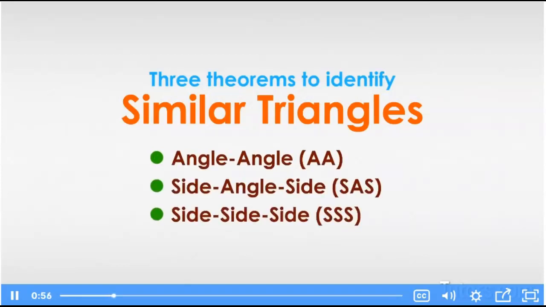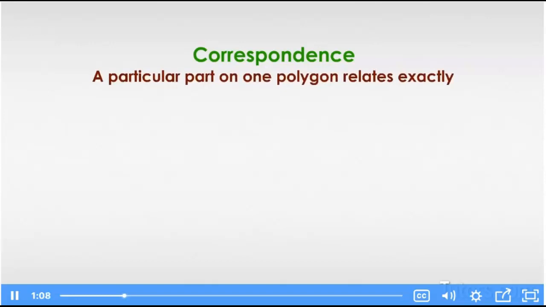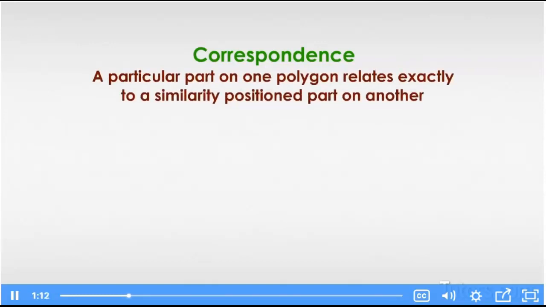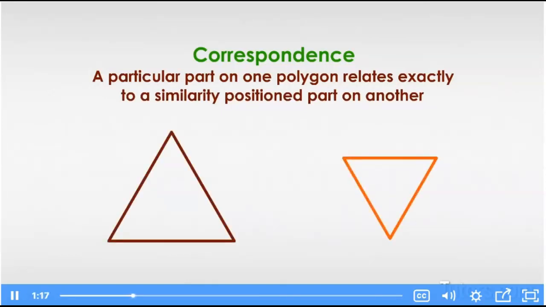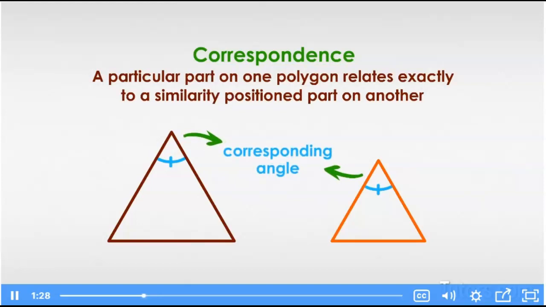and side-side-side. First, you must know that the three theorems for similarity in triangles depend upon corresponding angles. In geometry, correspondence means that a particular part on one polygon relates exactly to a similarly positioned part on another. If two triangles are oriented differently from each other, but you can rotate them to orient them in the same way and see that their angles are alike, you can say those angles correspond, or that they are corresponding angles.